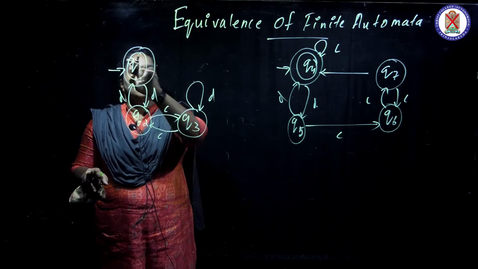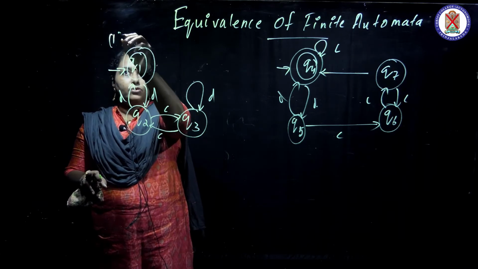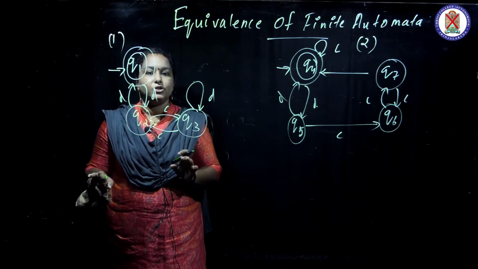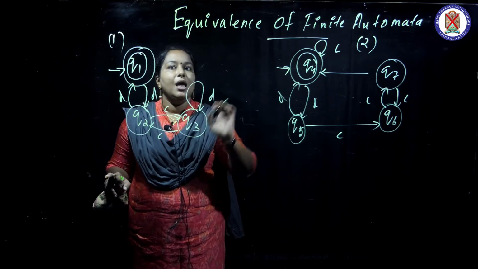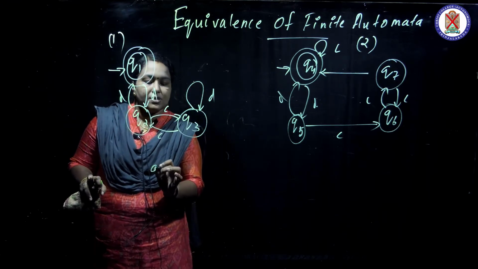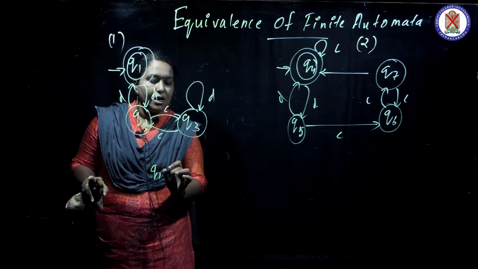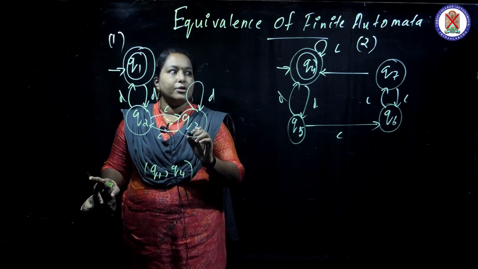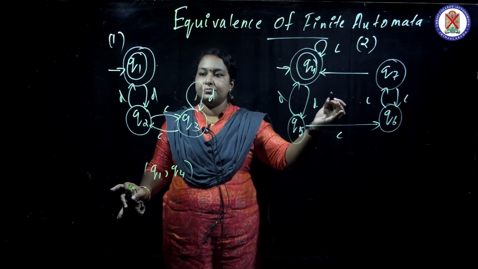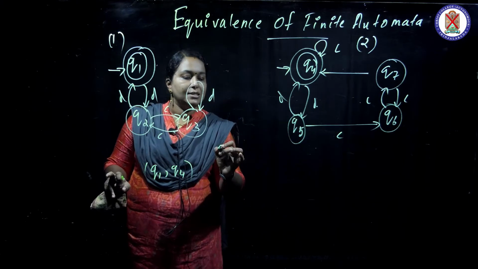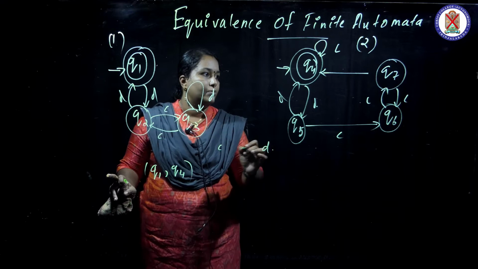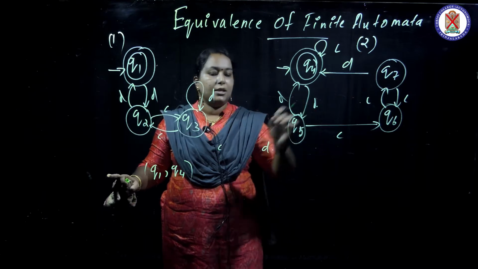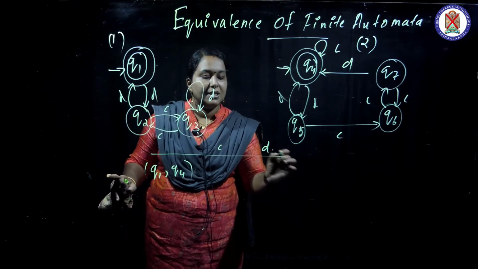The procedure is this: take the start state of the first automata and the start state of the second automata, making a combination of them. The start state of the first automata is Q1 and the start state of the second automata is Q4. And what symbols are we using here? We are using two symbols, C and D.